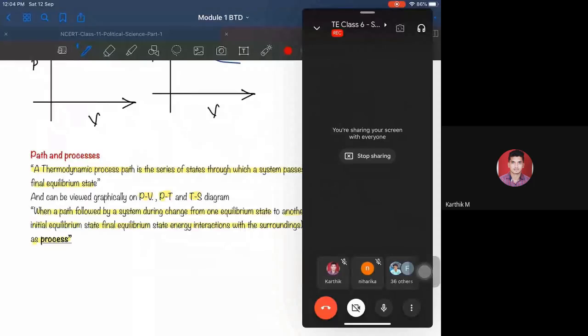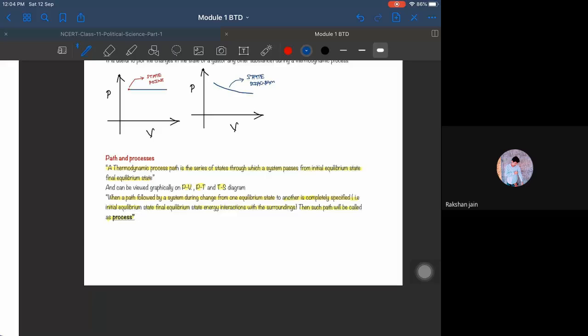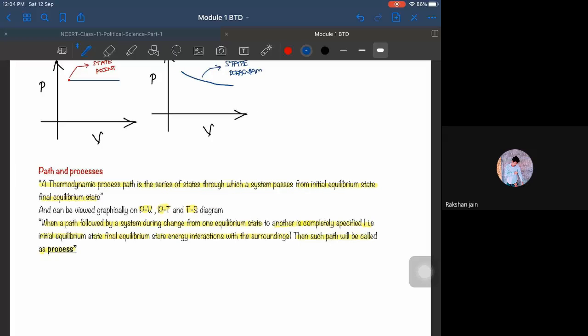Completed? Yes, sir. Okay. So what is the difference between a path and a process? Nilesh? Yes, sir. So what is the difference between a path and a process?